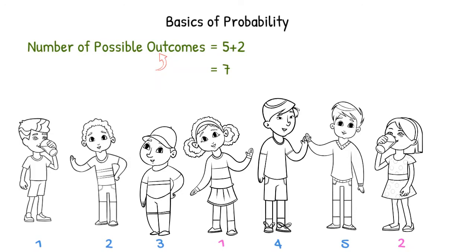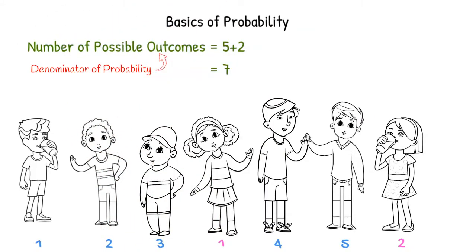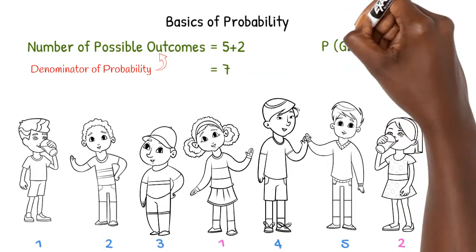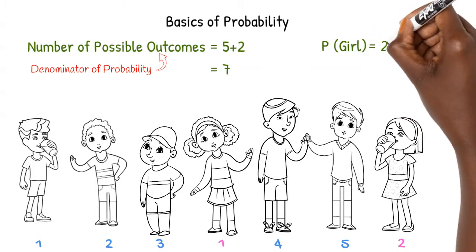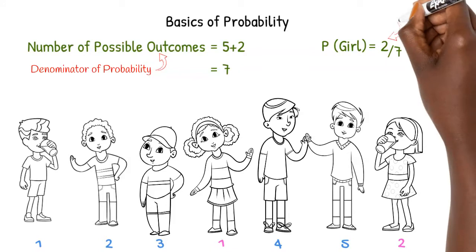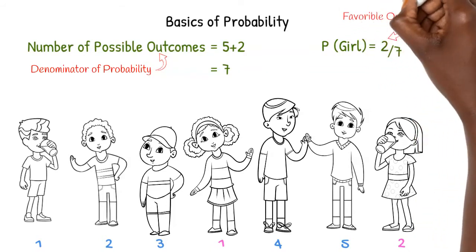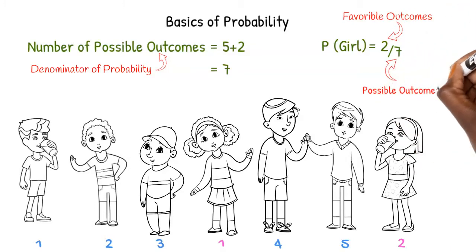The number of possible outcomes will always be the denominator when working on probability. Let's say we want to find the probability that someone chosen at random from the room is a girl. For short, we write P(girl). The probability of picking a girl is 2, since there are 2 girls, out of 7, the number of possible outcomes. Probability is the number of favorable outcomes out of the number of possible outcomes.